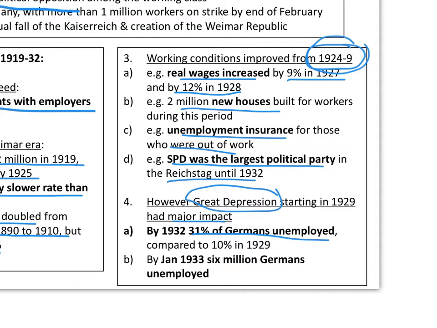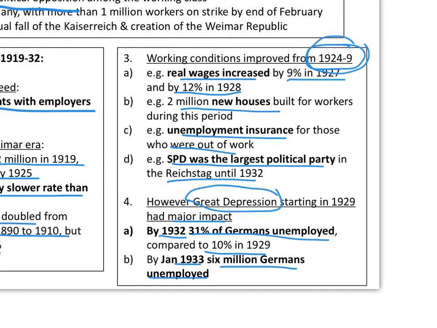By 1932, which was just 2.5 years after the Wall Street crash, so an incredibly short period of time, 31% of Germans were unemployed, and the vast majority of those unemployed Germans were working classes. That compares to 10% in 1929. So 1 in 10 Germans were unemployed in 1929. By 1932, it was more than 3 in 10. And then by 1933, 6 million Germans were unemployed.